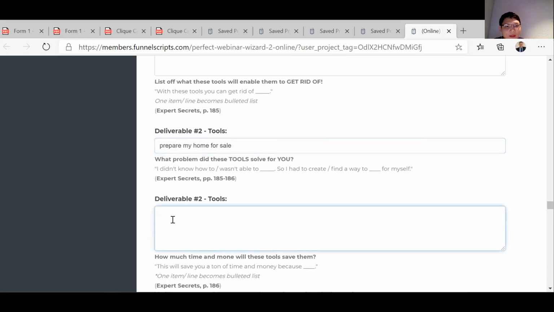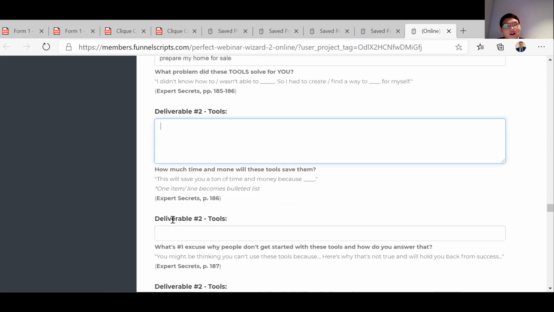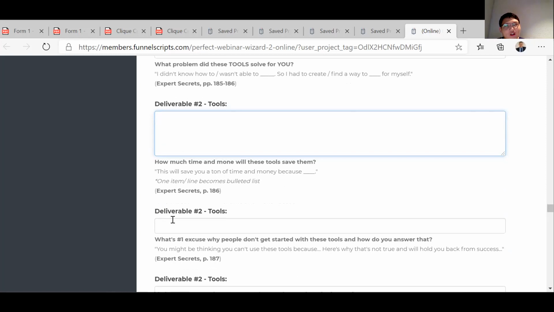And how much time and money will the tool save then? I know this is a bit of a guess, it's not going to be exactly right, but if people don't know what to prepare, they may make a lot of mistakes. Maybe you can save them about 4 or 5 weeks. If people don't know how to prepare, they may make mistakes. Here, you have to answer the question. This will help you save a ton of money because we have trade people.